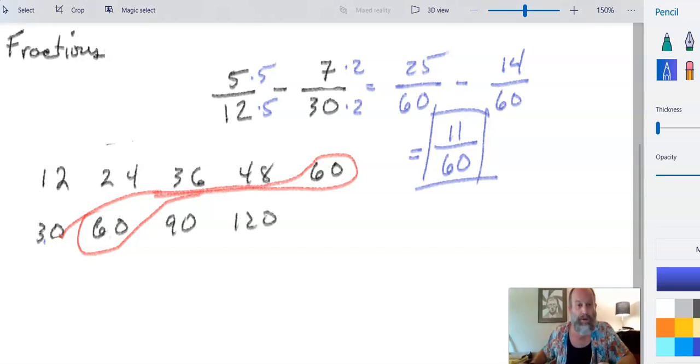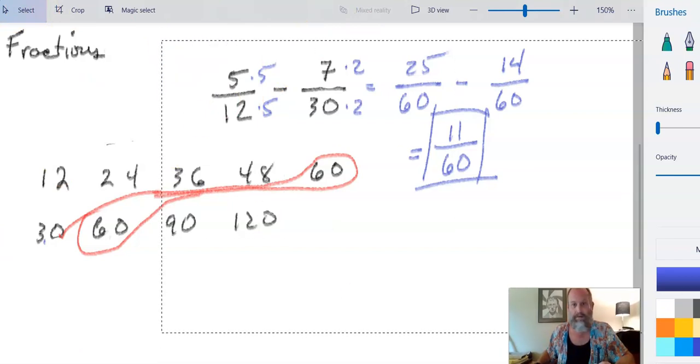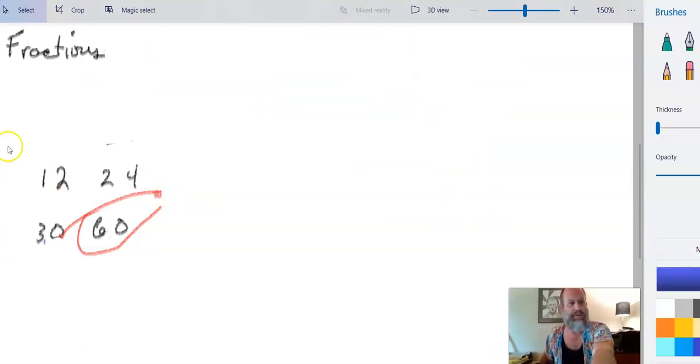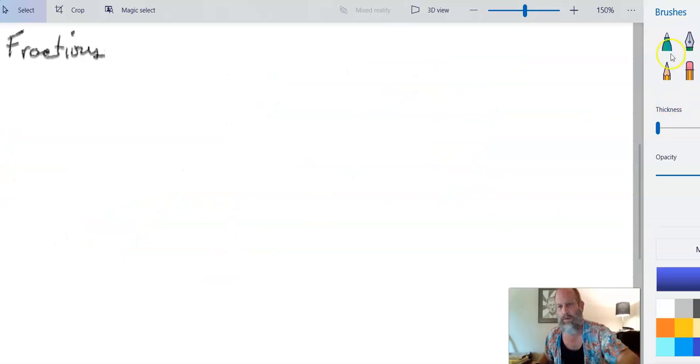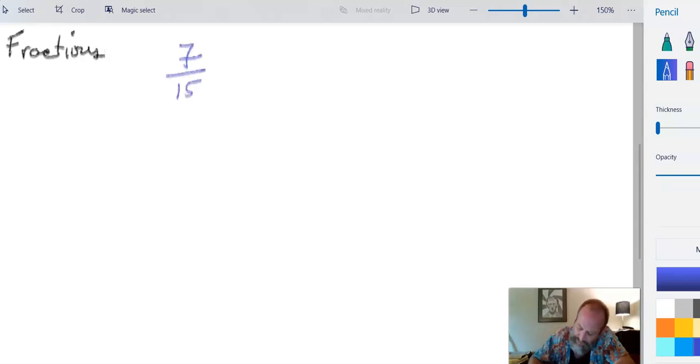So I want to do one more here. Let's go ahead and clear this stuff out. And there we go. And this one I'm actually going to bump it up to 3. So let's see what we got here. Let's do 7 over 15.